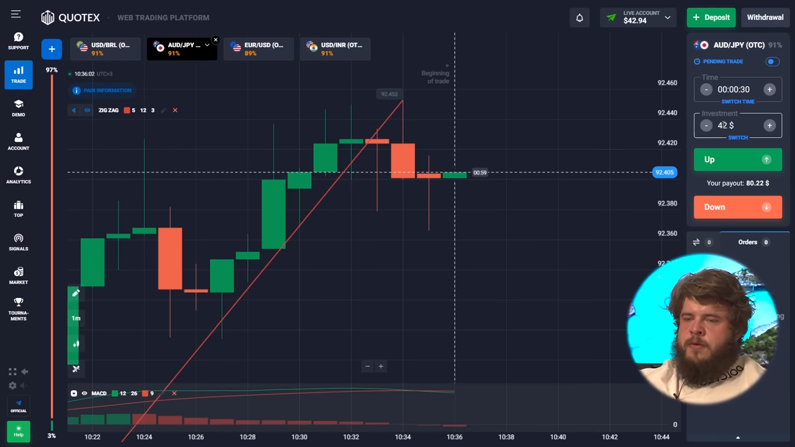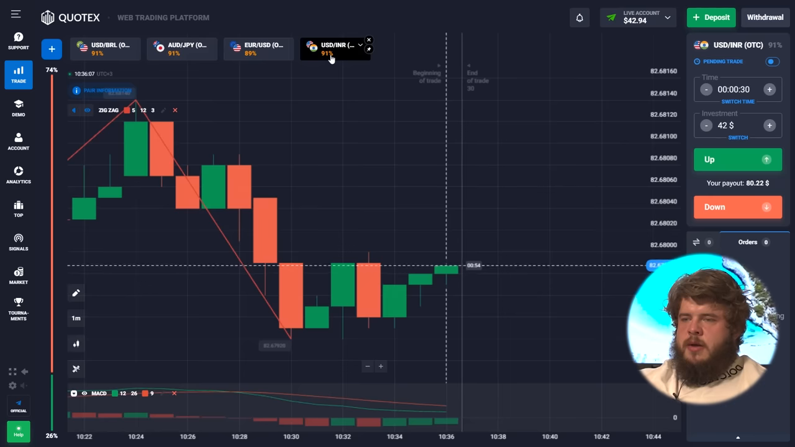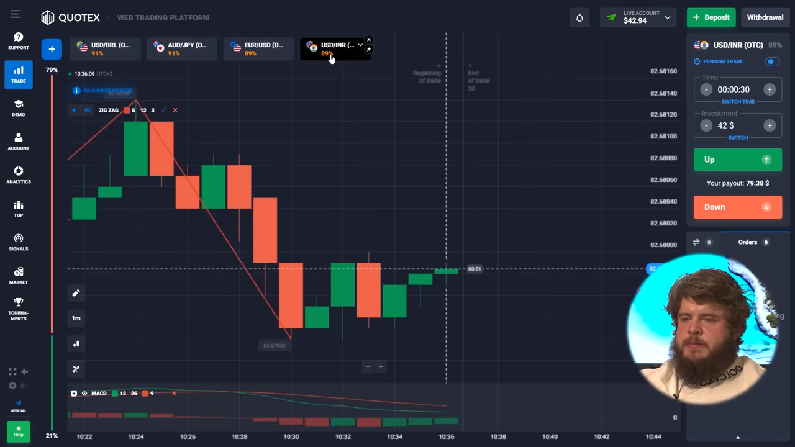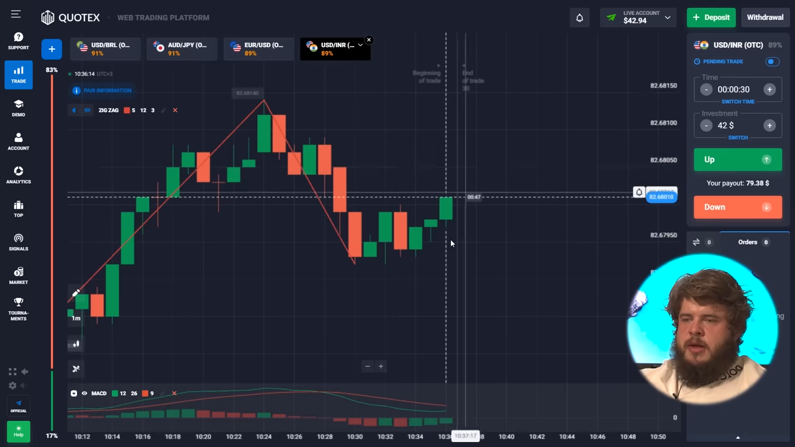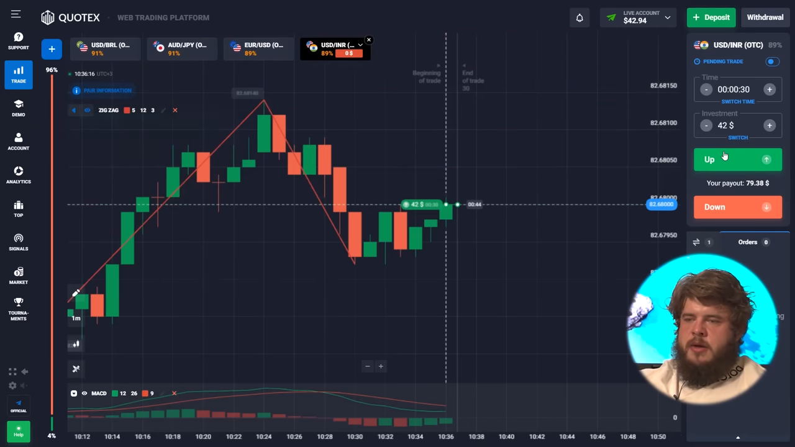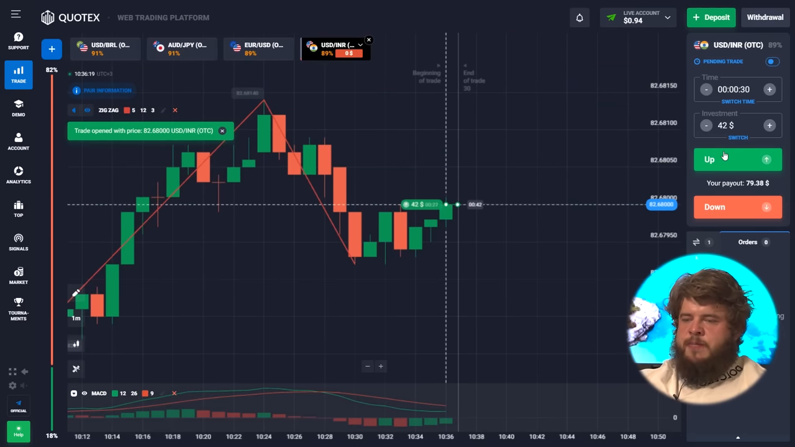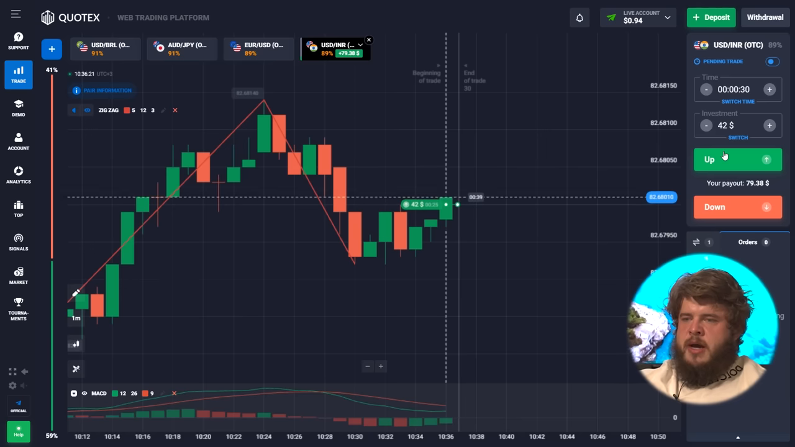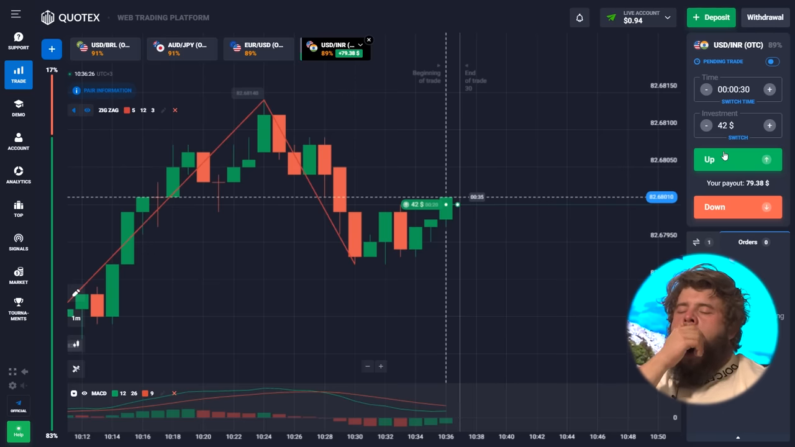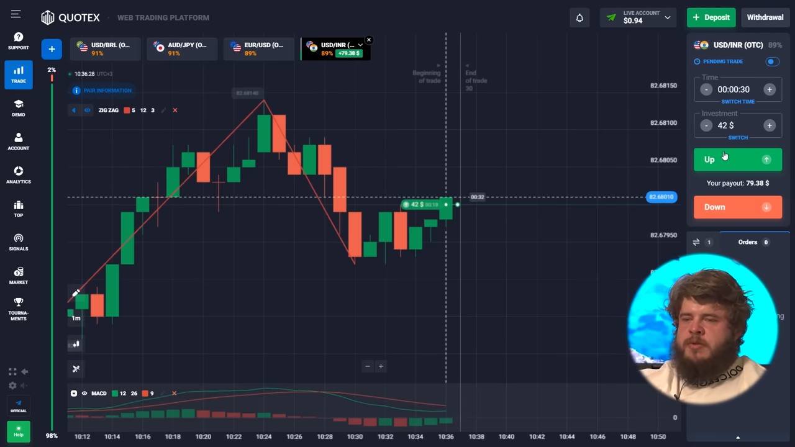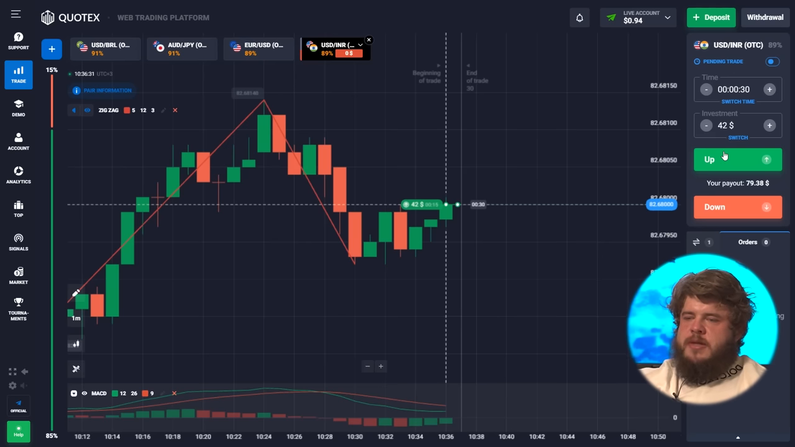Now let's go further. Let's open the next position, the USD INR currency pair. So what do we have here? Let's just look and think. Here guys, according to the MACD indicator, the green line is above the red one. For us, that means that the price will go up. So that's why we have opened a buy position here.